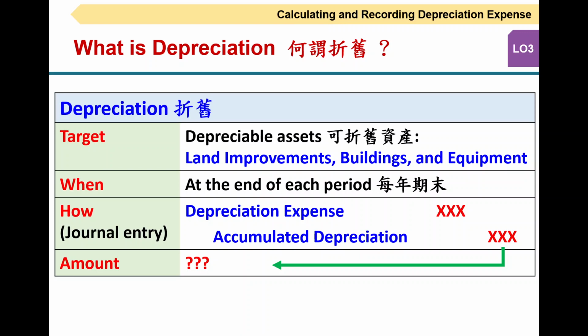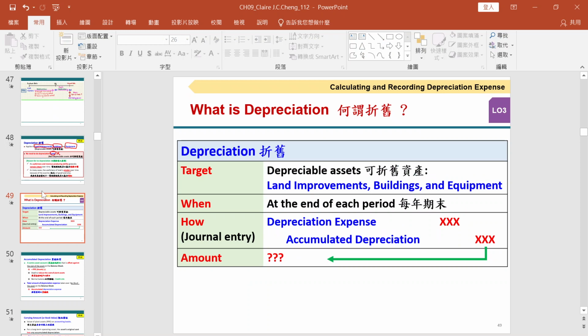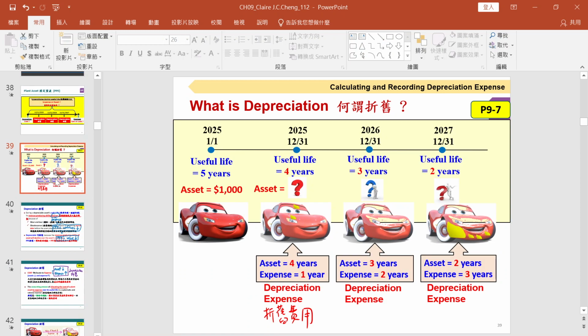Remember, depreciation means what? Let's go back to our slide at the beginning here. Depreciation means when we use PPE, that will make your PPE asset decrease, right? Also make your expenses increase. So this is the result we have when we use PPE. PPE's value decrease, expenses increase.